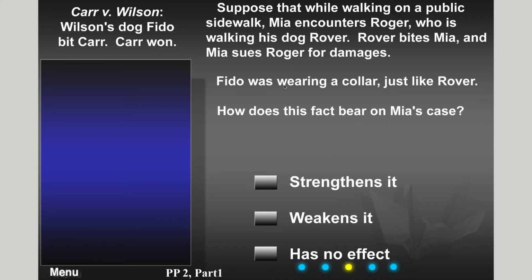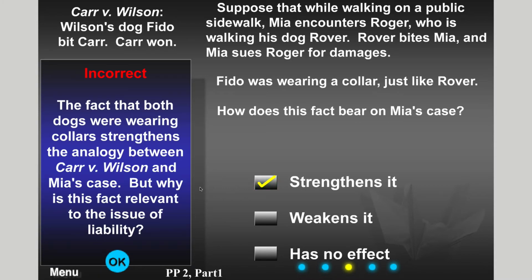The question is, is that similarity relevant? And I tend to think it should be. I tend to think that does strengthen it. But they're going to say no. Why is this fact relevant to the issue of liability? Well, I think that it's relevant just because typically this is where you keep the name of the dog with the address and so on, and this is the case as well. So the fact that they have a collar actually shows that they're treated in a similar way.